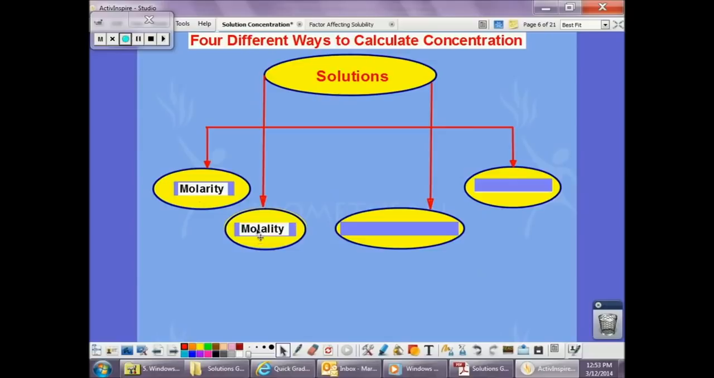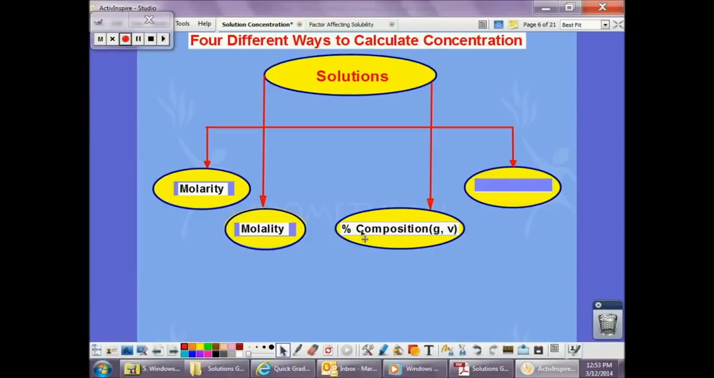Another way we will describe concentration is molality with an L. The symbol for molality is lowercase m. I know you already use m for mass. The unit for molality is lowercase m. Sometimes you will see molal, but for your work, you can use lowercase m for the symbol and for the unit.